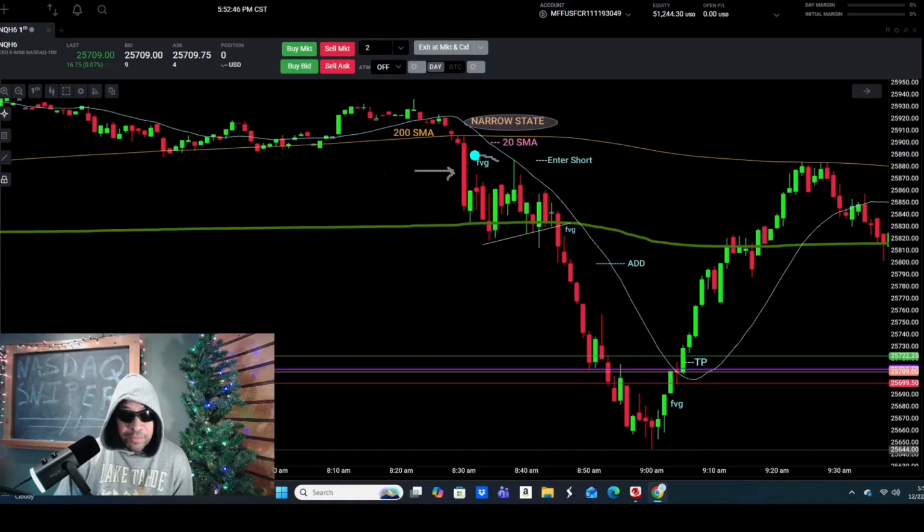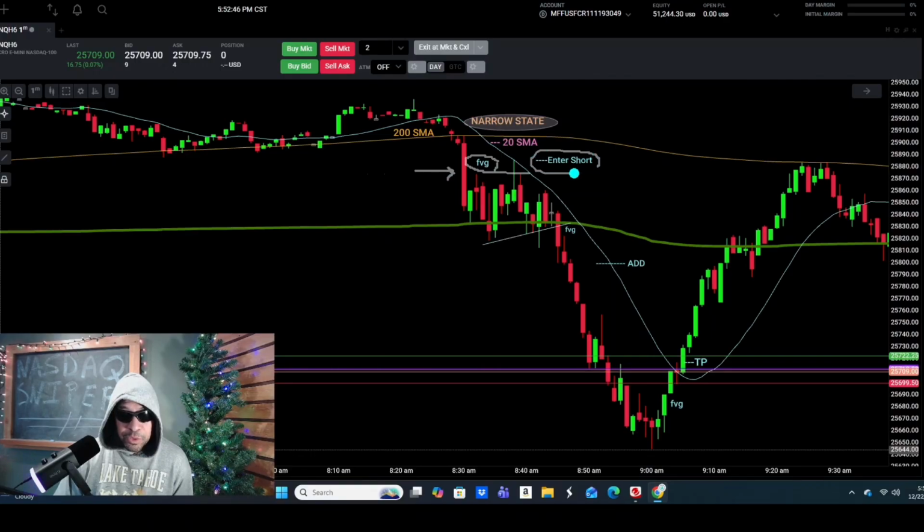Am I going to get a fair value gap? It's crucial. I don't just enter on this bar. It could come down, grab liquidity, and shoot up. I want to see what the first 3 minutes are going to do. Once it makes the fair value gap, I enter in this fair value gap.